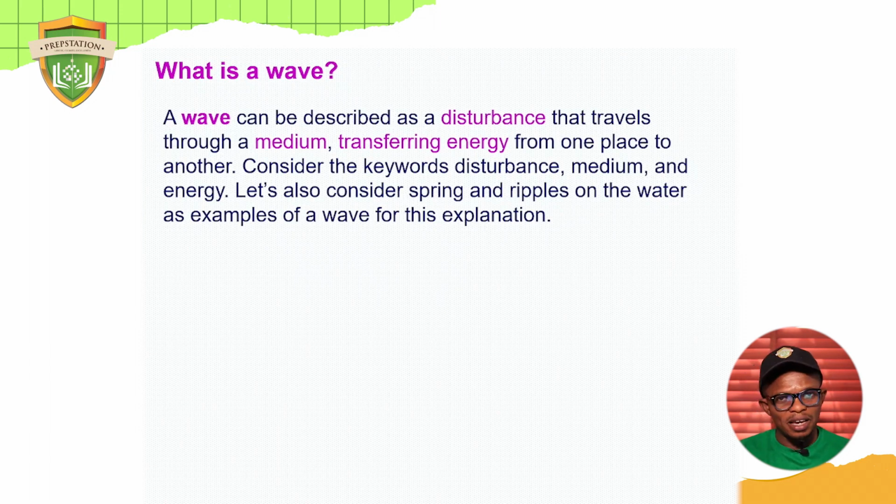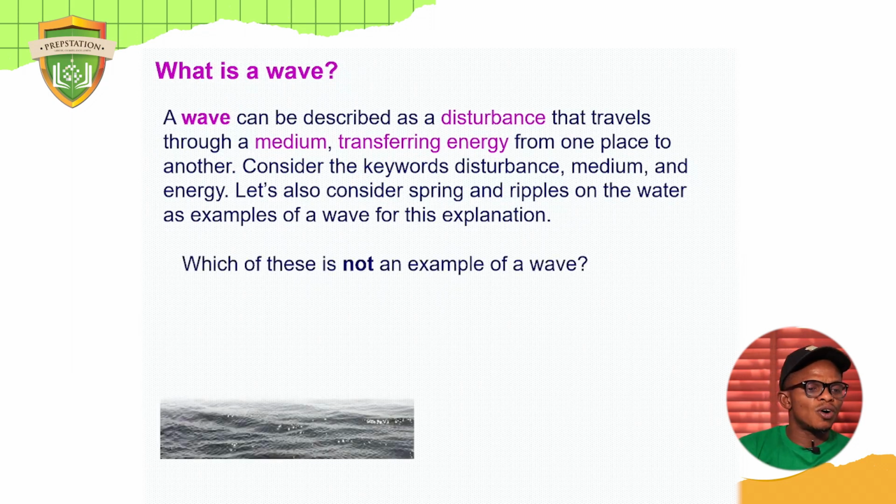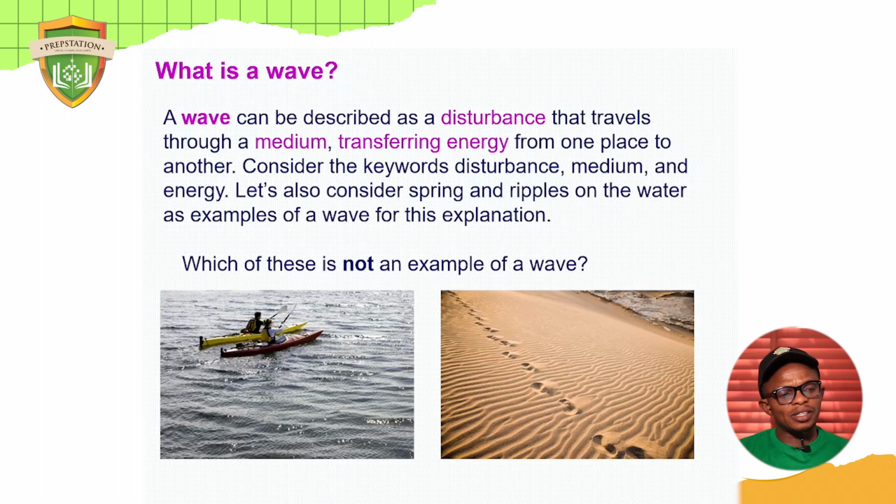Now let's go back again to that definition. A wave can be described as what? A disturbance that travels through a medium. So we're going to look at what is disturbance, we're going to look at what is medium, and then we're going to look at what it means to transfer energy. All right.